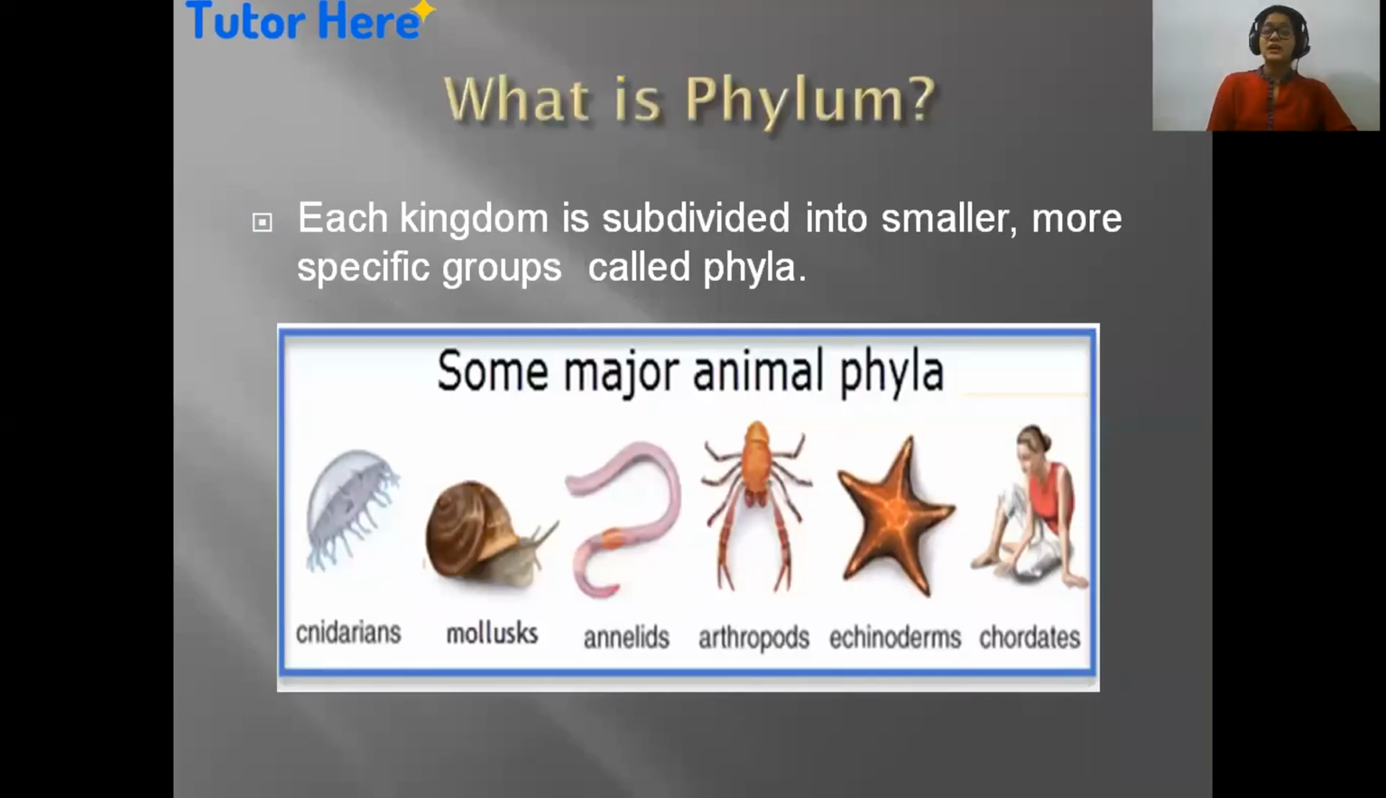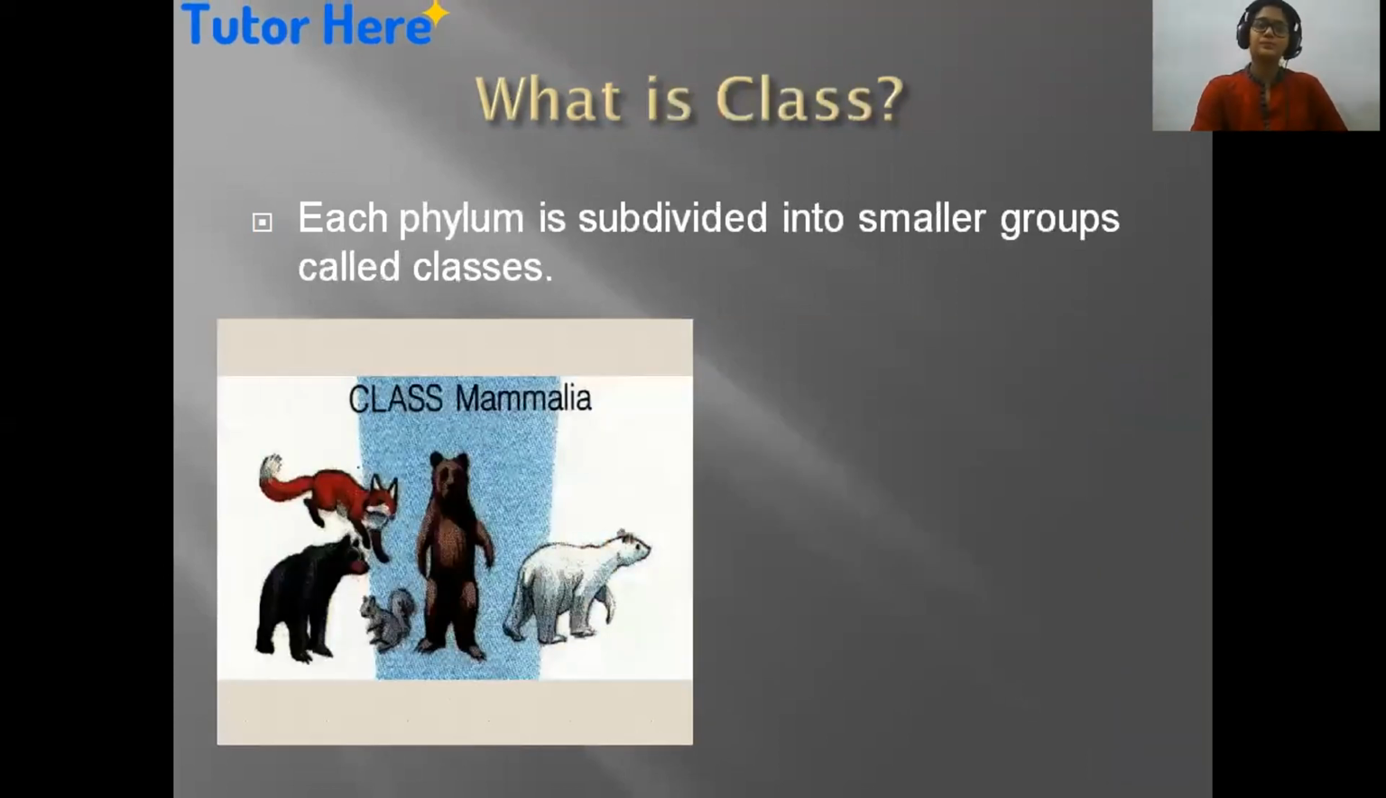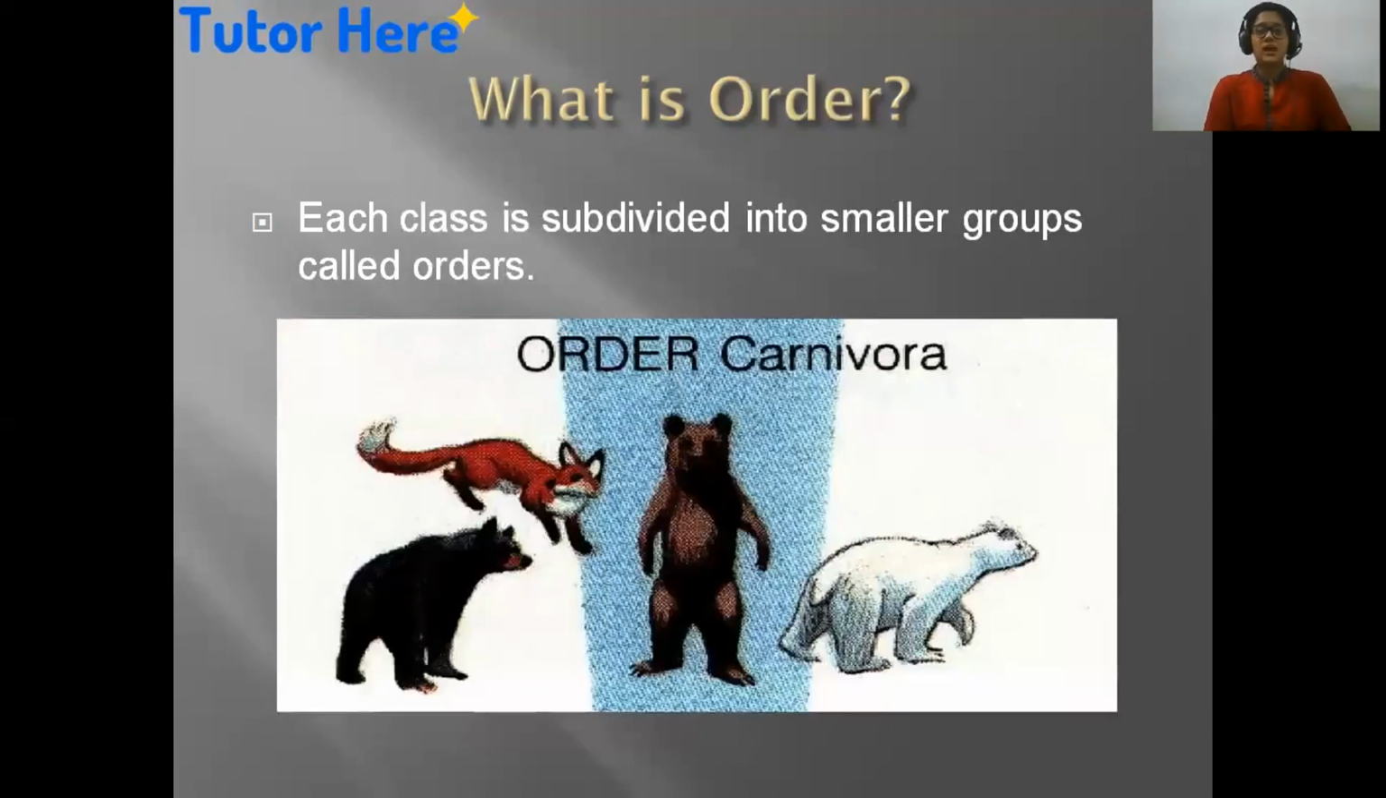What is a phylum? Each kingdom is subdivided into smaller groups, and that is called phyla. So in the animal kingdom, there are 10 phyla mainly, and they include Cnidaria, Mollusca, Annelida, Arthropoda, Echinodermata, and Chordata. So we come under the chordate kingdom. Sorry, phylum. What is a class? When each phylum is subdivided into smaller groups, they are called classes. For example, class Mammalia, and we come under the Mammalia class, where we produce a young one.